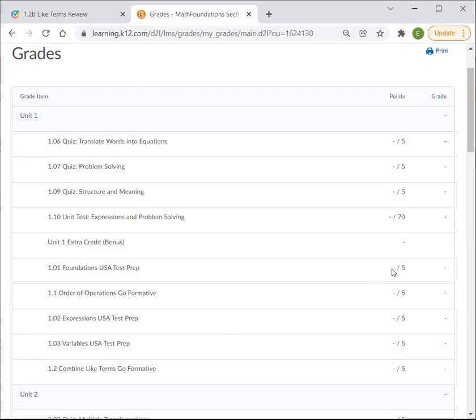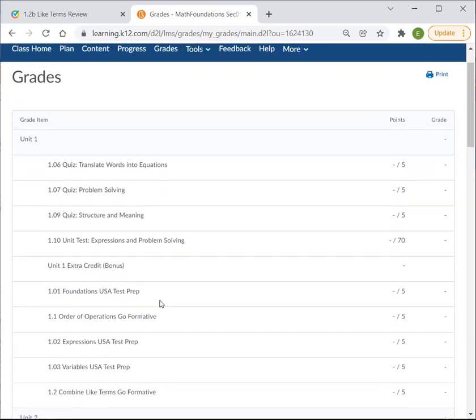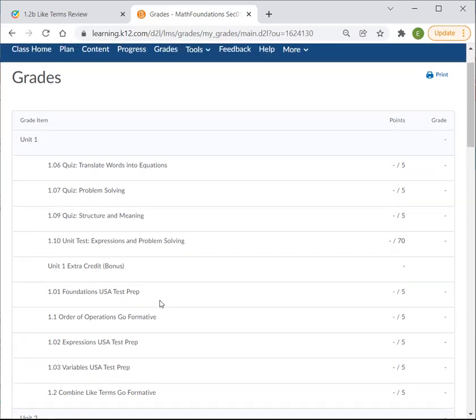So if you're seeing zeros right here, go ahead and go on USA Test Prep or go on Go Formative and complete those assignments. And also, if you find one of these grades are red, like a USA Test Prep, go back and retake it, okay? Because that means it's a low grade for that assignment. So if you're seeing some red over here for USA Test Preps, remember you have 3 attempts on those. So you can still go back and retake those and bring those grades up. And today is a wonderful opportunity to do that.